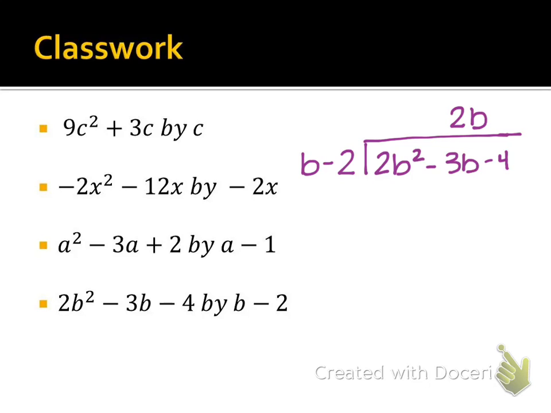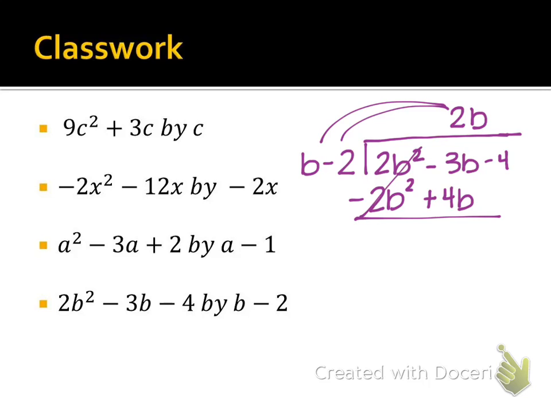All right, Maddie, what would I do now? Multiply the 2b by the b and the negative 2. Okay, and what would I get if I multiply both of those? 2b and negative 2b. What's negative 2 times 2? Negative 4. Negative 4b. Very good. All right, what am I going to do now, Anna? Change your signs. And Abby, what am I left with?